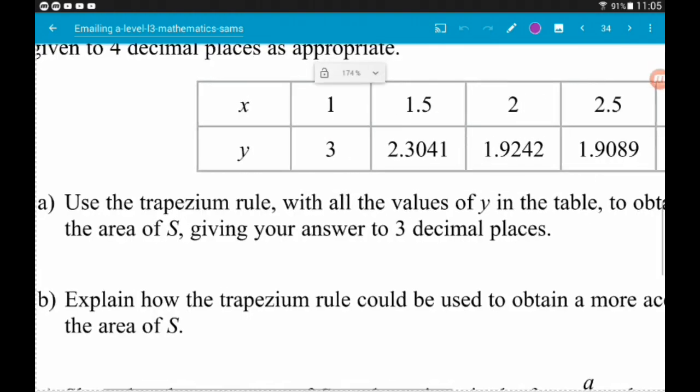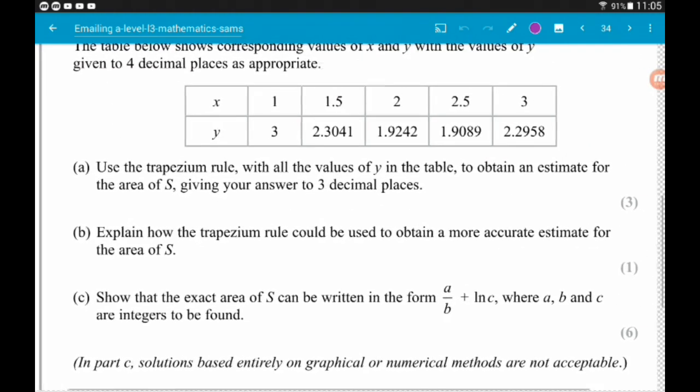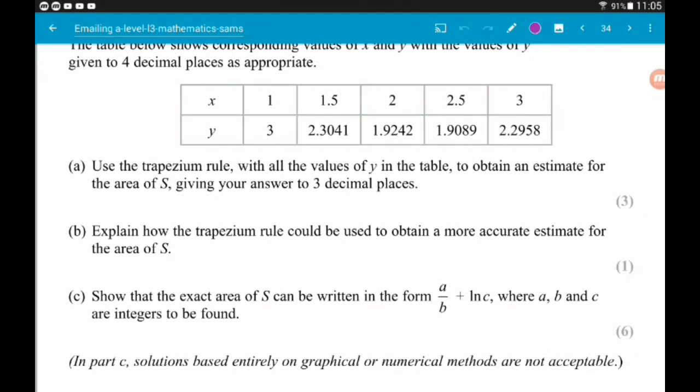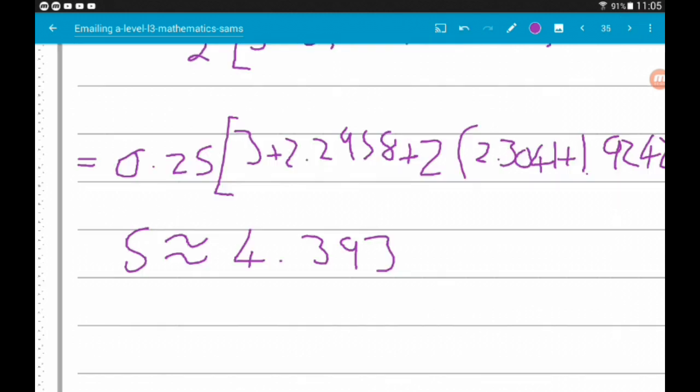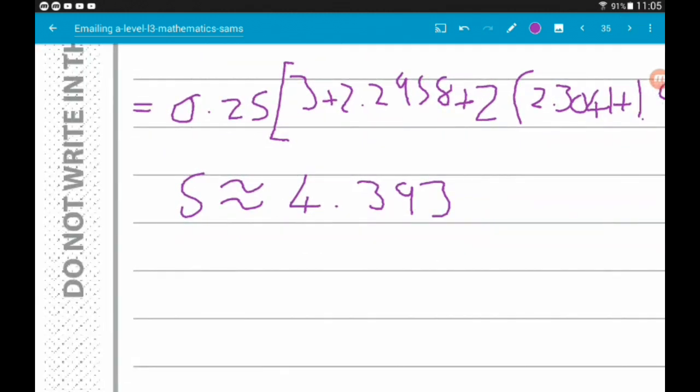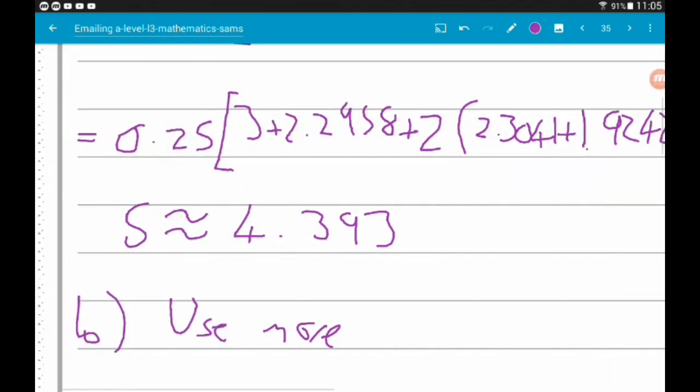Okay, then part B wants us to explain how the trapezium rule could be used to obtain a more accurate estimate for the area. So basically use more strips. The more strips you use, the more accurate your answer is. So for part B, use more strips.